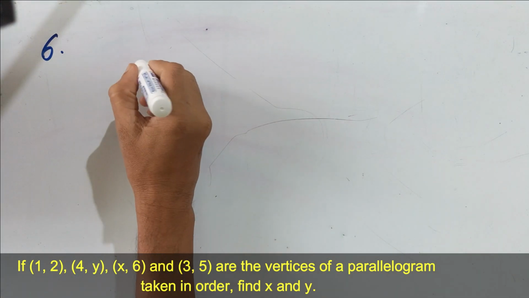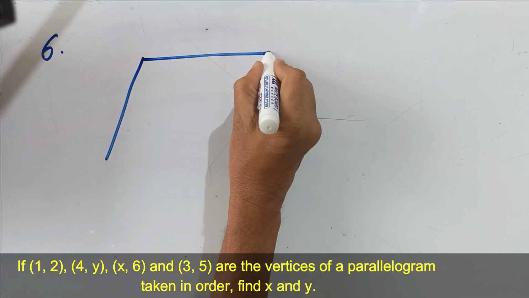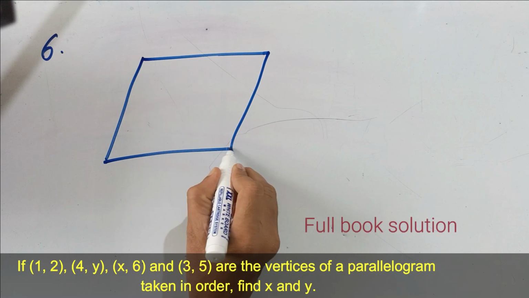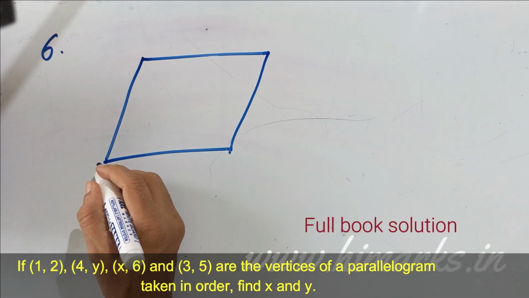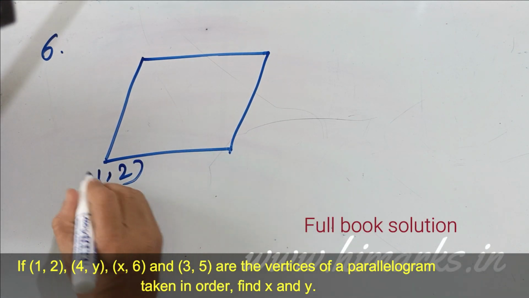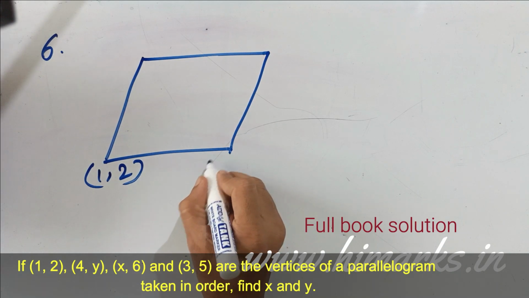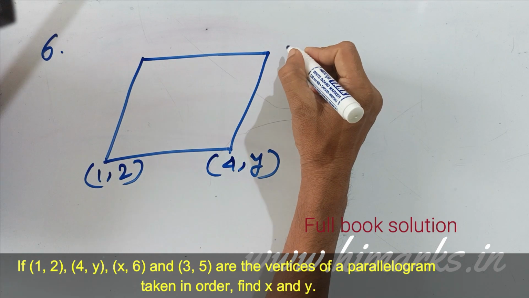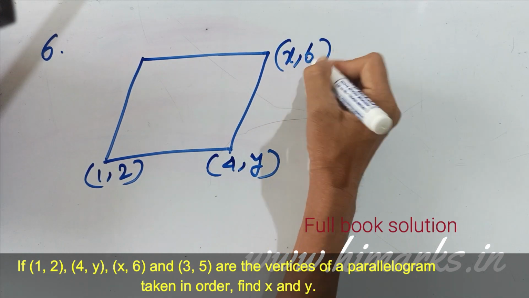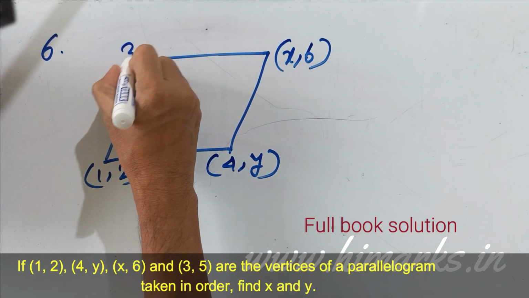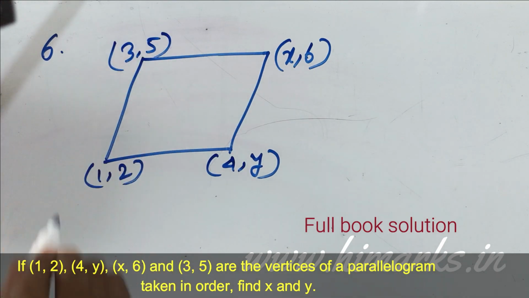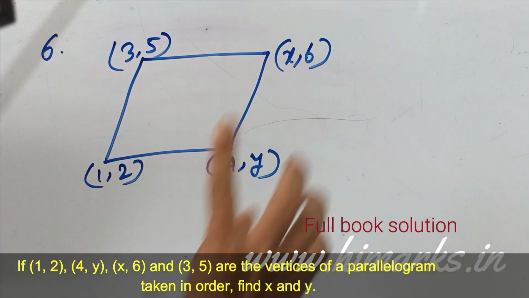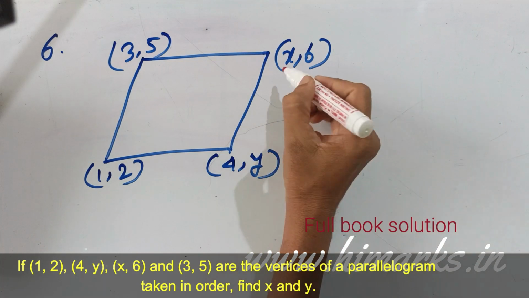So in question number 6, one parallelogram is given. Its vertices are given as (1, 2) and (4, y). Another vertex is given as (x, 6), and another is given as (3, 5). It is asked to find the values of x and y.